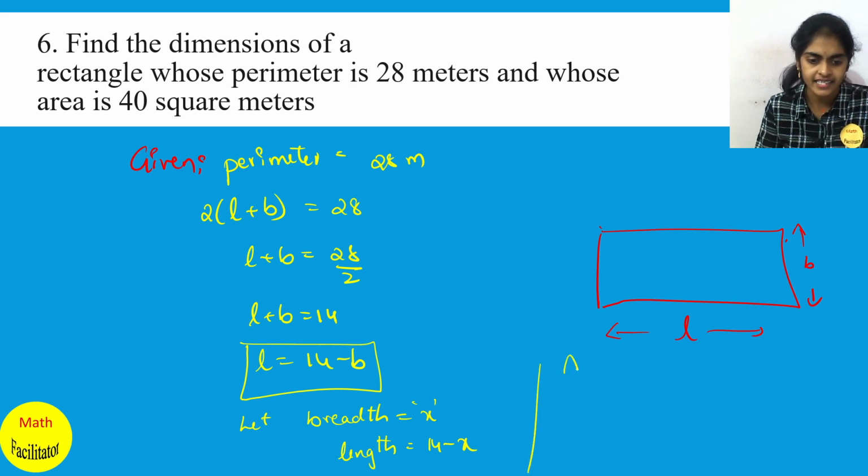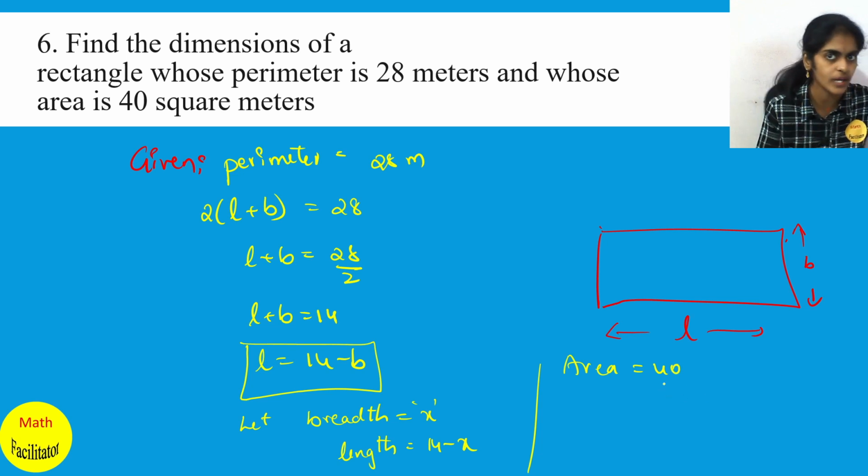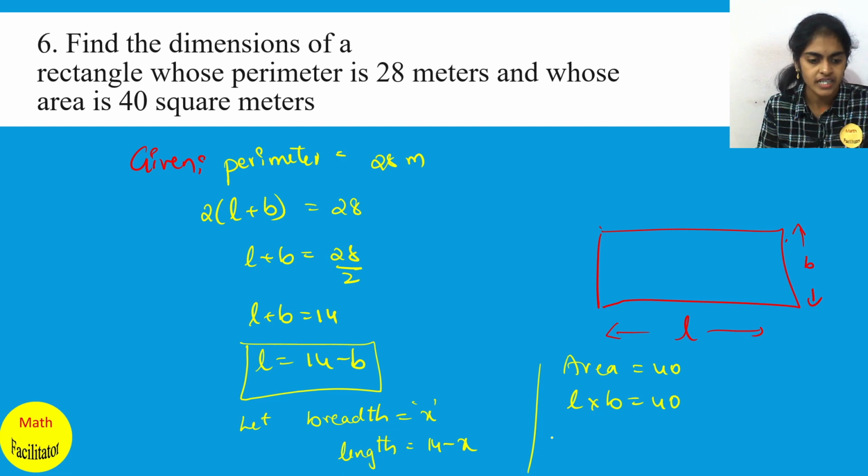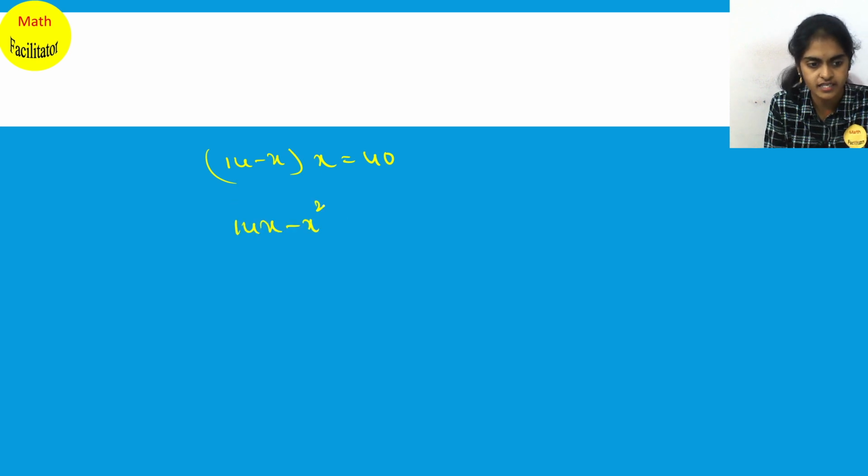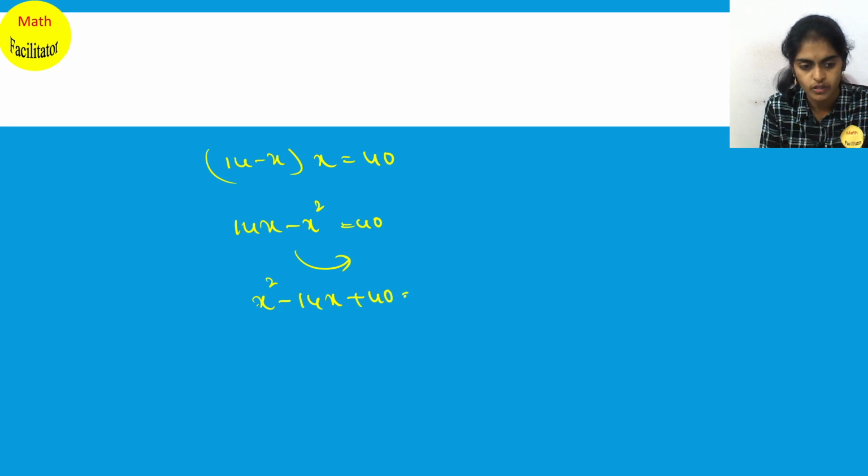Now in the next condition they are saying the area of the rectangle is 40 square meters. Area is nothing but length into breadth, is 40. So length is 14 minus x, breadth is x, so that is 40. Let us solve here. So just multiply. So 14x minus x square is 40. Or let us transpose this entire thing to RHS. So you will have x square minus 14x plus 40 equal to 0.